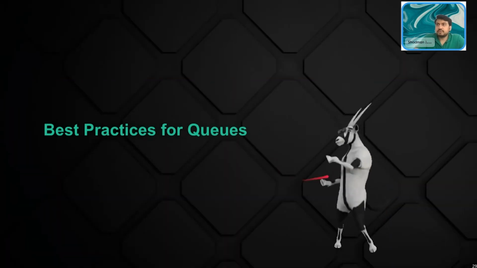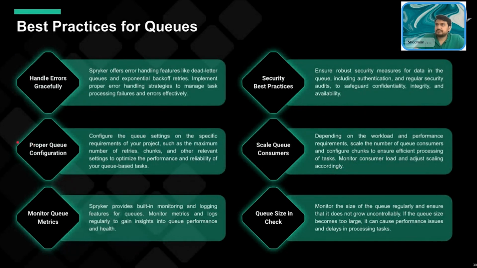Okay, let's talk about best practices. I know we have lots of best practices that normal people usually don't follow, but these are some specific, very common ones which we are supposed to follow. First thing, handle errors. We have to implement proper error handling to manage our failures and errors. We have a dead letter queue and exponential backoff retries in this queue, which supports you in making things better in terms of error handling.